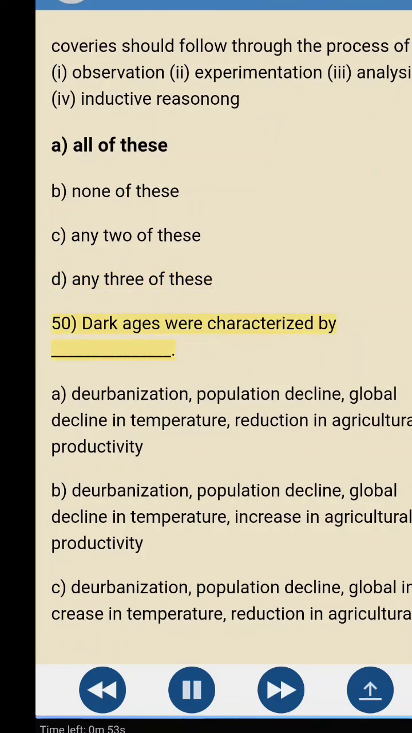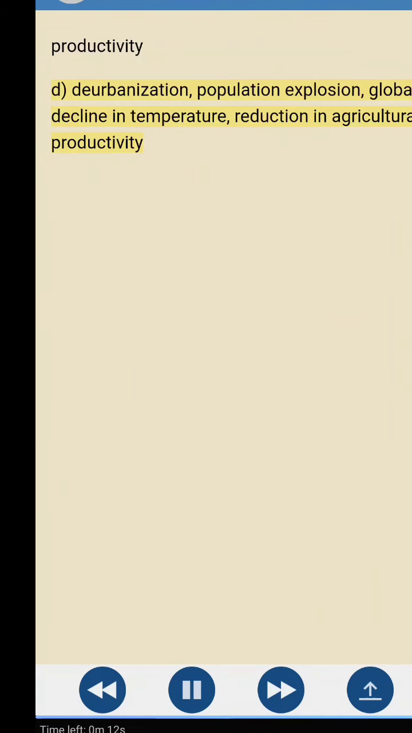50. Dark Ages were characterized by blank. A. Urbanization, population decline, global decline in temperature, reduction in agricultural productivity. B. Urbanization, population decline, global decline in temperature, increase in agricultural productivity. C. Urbanization, population decline, global increase in temperature, reduction in agricultural productivity. D. Urbanization, population explosion, global decline in temperature, reduction in agricultural productivity.